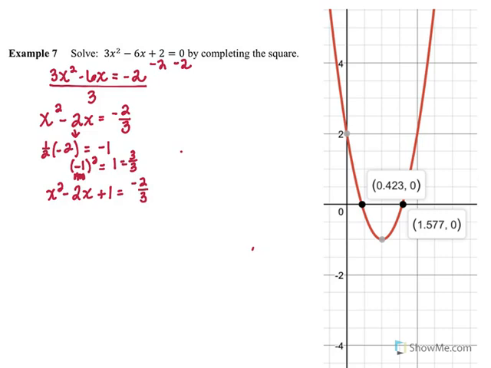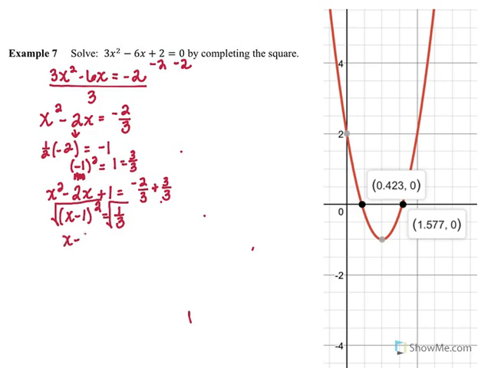And instead of writing plus 1, I'm going to put plus 3/3 because I know I'm going to have to add them together anyways, so why not start off with the common denominator and help myself out. On the left, we can factor using our highlighted number. This will give us x minus 1 squared equal to negative 2/3 plus 3/3 is 1/3. Okay. So now I want to take the square root of both sides.